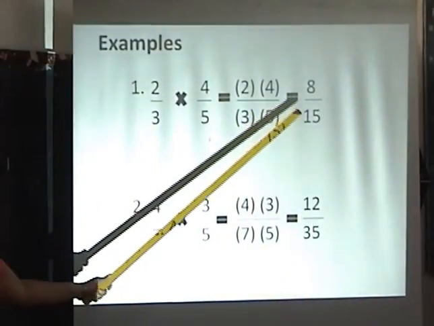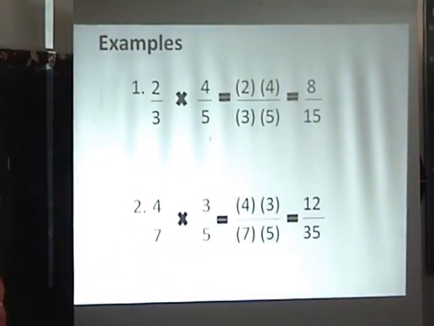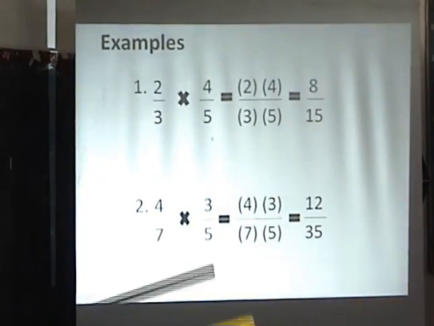2/3 times 4/5. We just have to multiply the numerator. 2 times 4 equals 8. And the denominators, 3 times 5 equals 15. So the answer is 8 fifteenths.